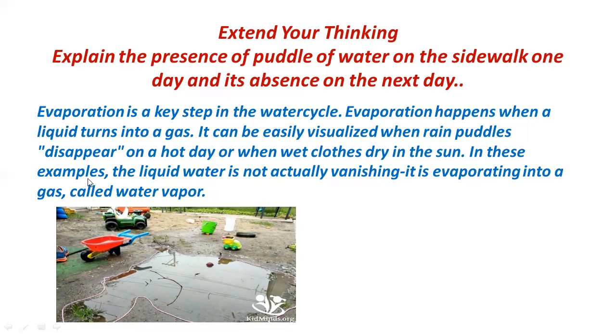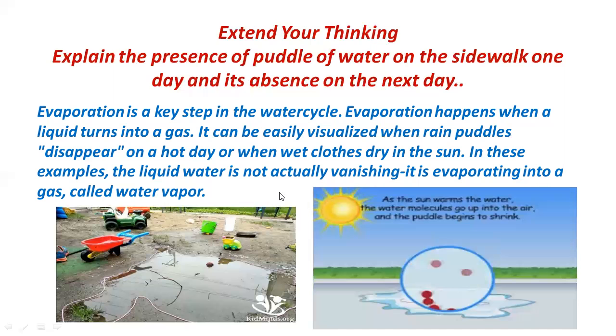In this example, the liquid water is not actually vanishing. It is evaporating into a gas, which is called water vapor. So dear students, on hot days, due to the sunlight, what happens? The water present in the puddles leaves the puddles in the form of water vapor, or in the form of gas.